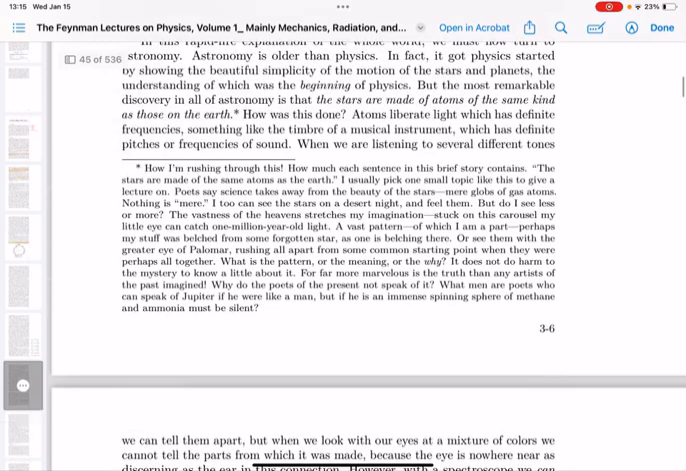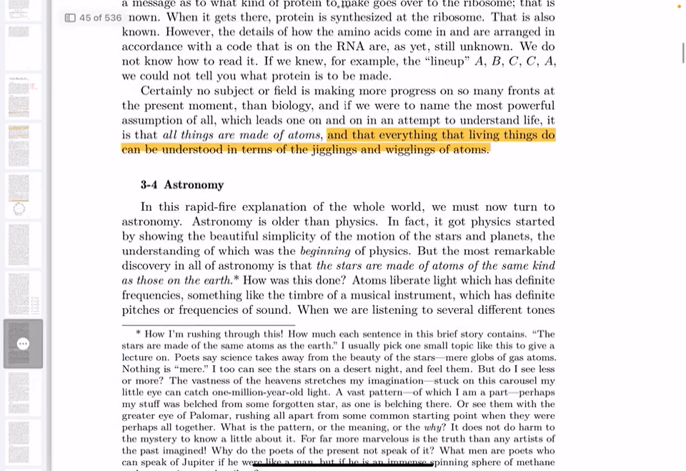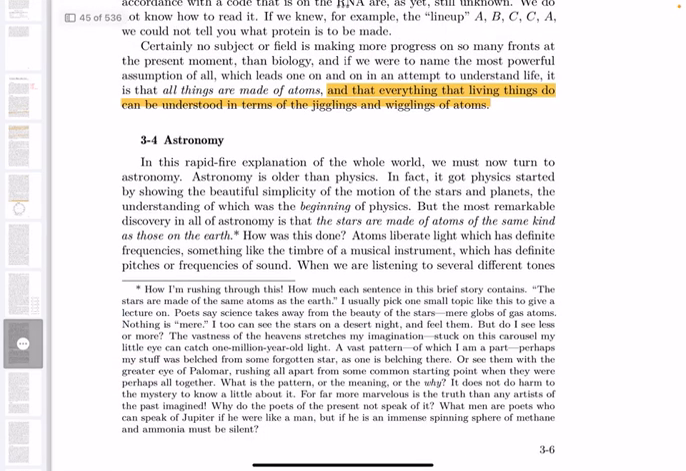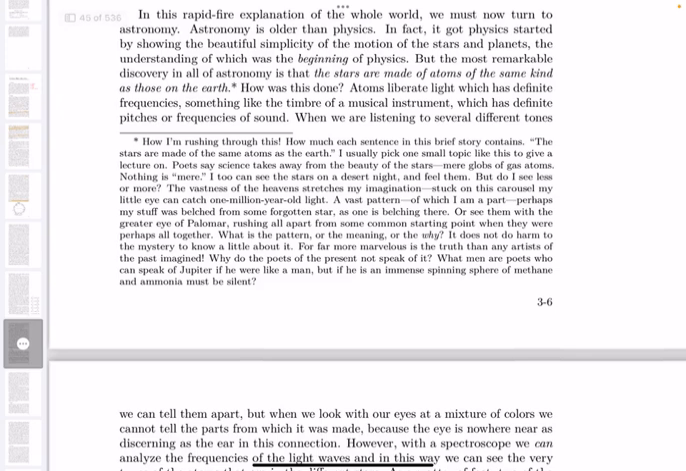Okay, so what's this section? End note. What's this? Okay, it's from here. The stars are made of some atom on Earth. Let's read it. How I'm rushing through this.